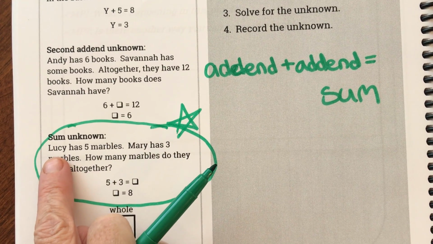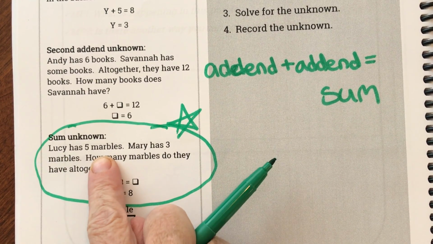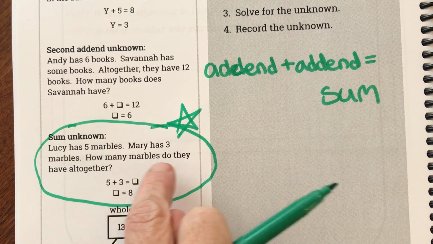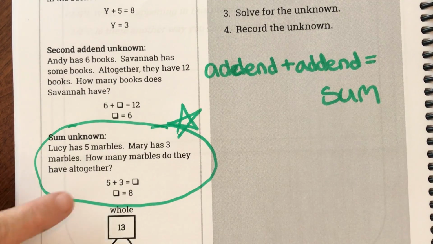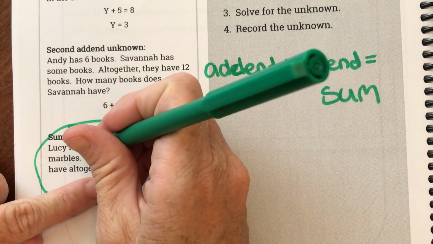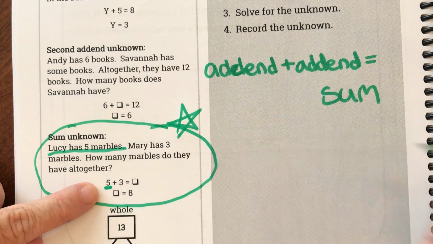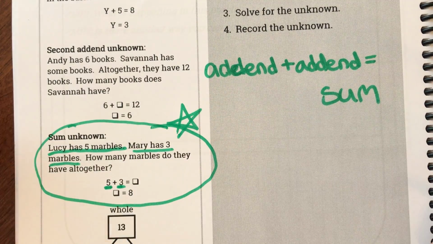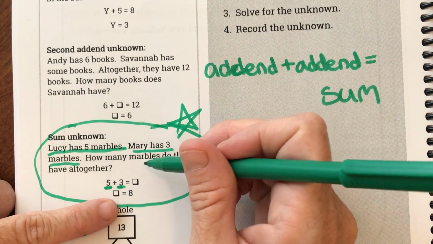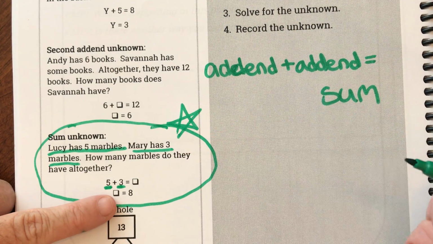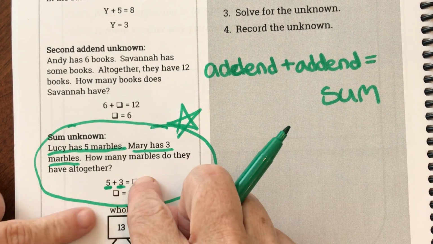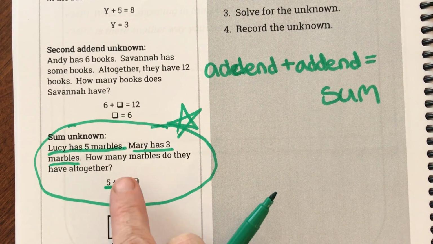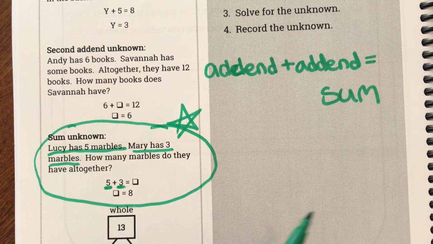So it says, Lucy has 5 marbles. Mary has 3 marbles. How many marbles do they have all together? So Lucy has 5. There's my first addend. Mary has 3 marbles. There's my second addend. But then the question says, how many marbles do they have all together? They don't tell us the sum. So this one's a little bit different. Okay, notice still today, even for the sum, they're using a shape. So your unknowns could be letters or shapes.